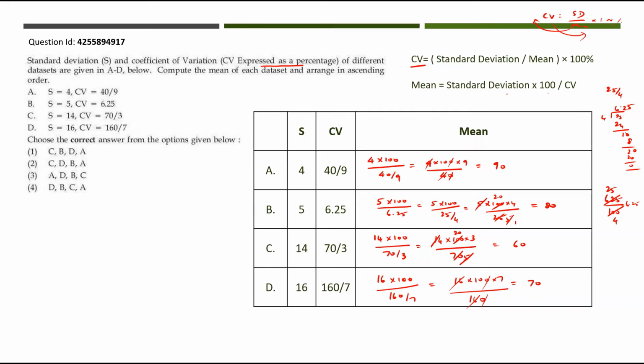Now arrange it in ascending order. 60, 70, 80, 90. 60 is C, 70 is D, 80 is B, 90 is A. C, D, B, A is available in option number 2. Option 2 will be the right answer.